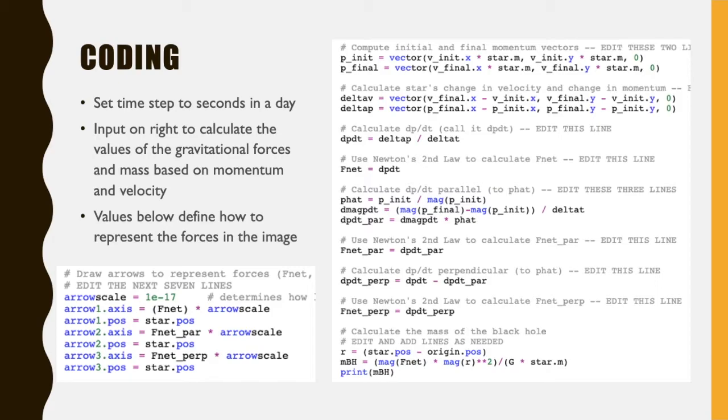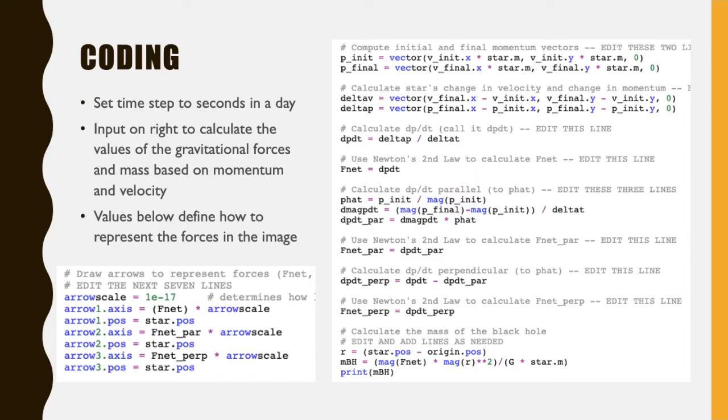Next, we are going to find the p hat, which is just the initial momentum divided by the magnitude of the initial momentum. Then we are going to find the magnitude of the rate of change of momentum by dividing the change in momentum by the change in time. Then after multiplying that by p hat, we can find the parallel component of the rate of change of momentum. We are going to set that equal to the parallel component of the net force.